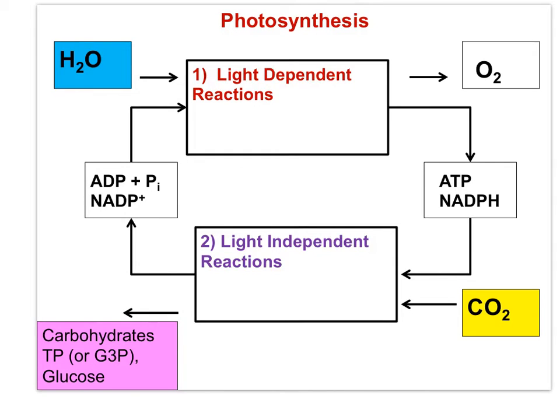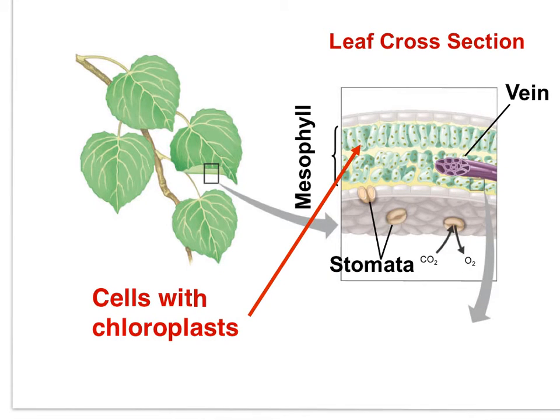Now, let's take a step back to look at how the leaf and the chloroplast are well suited to perform these reactions. Leaves take up carbon dioxide from the air, and water arrives to the leaf in the vein from soil water through the roots. Solar energy is absorbed by cells in the leaf, cells with chloroplasts. The chlorophyll within the chloroplast is the molecule that absorbs solar energy, specific wavelengths.